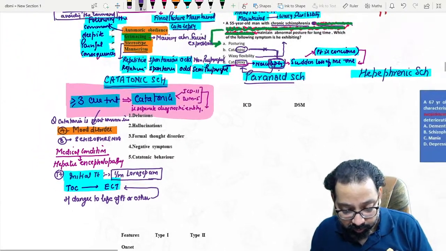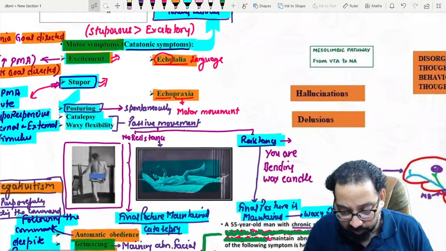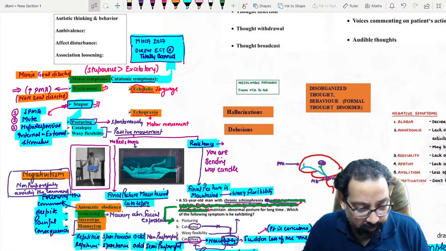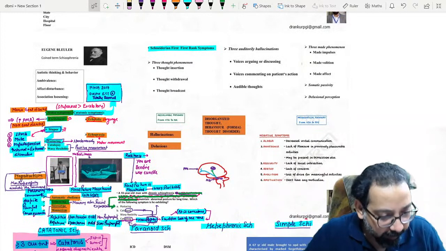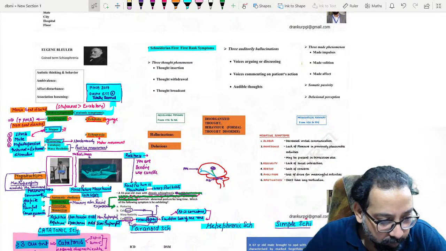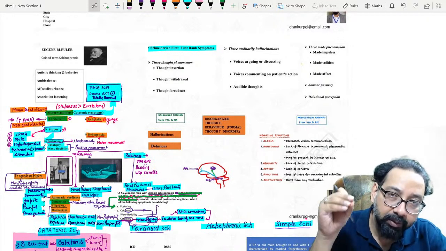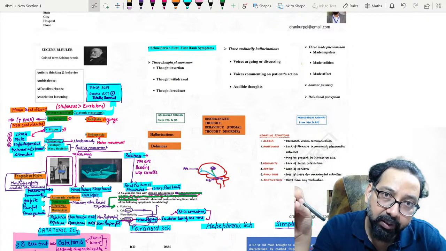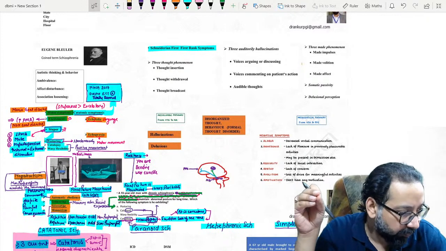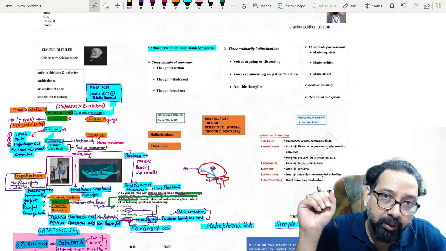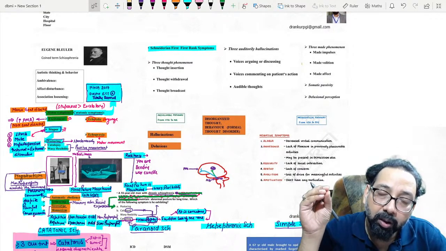Have you understood this part? So I told you catatonic symptoms, motor symptoms of schizophrenia. Now let me summarize. There are two ways to explain this concept. One, I discuss the different classificatory systems separately.